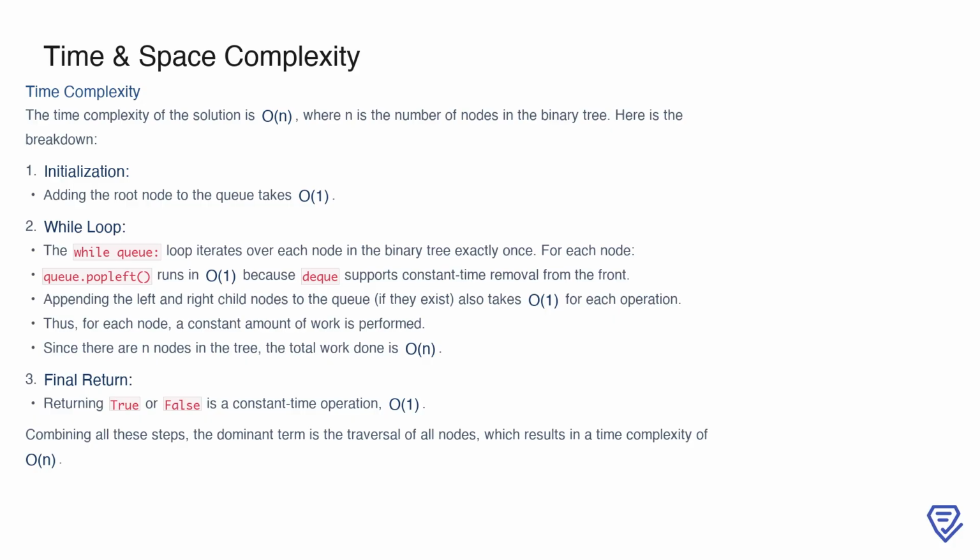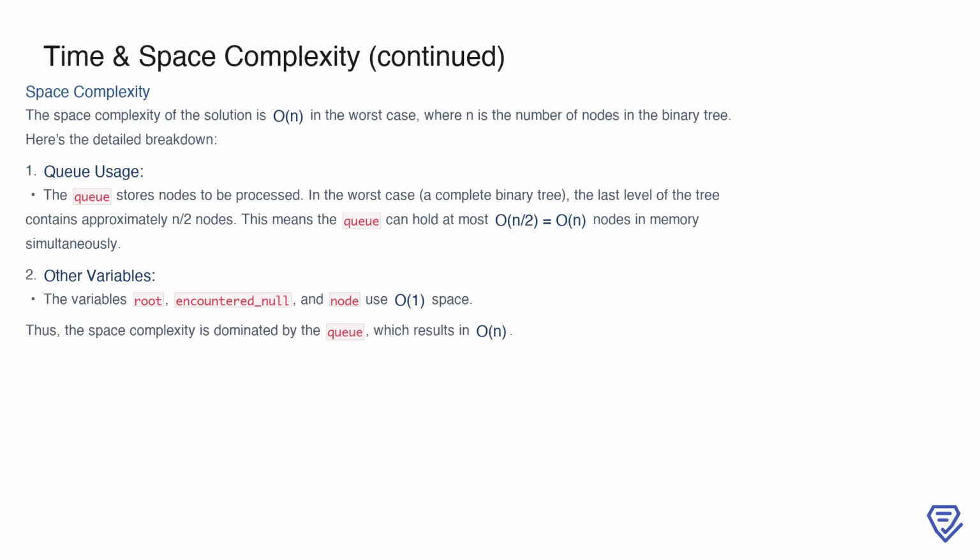When we combine all of these steps, the traversal of the tree dominates the runtime, leading to a time complexity of O(n). The space complexity of the solution is O(n) in the worst case, where n is the number of nodes in the binary tree. This primarily arises from the usage of the queue.